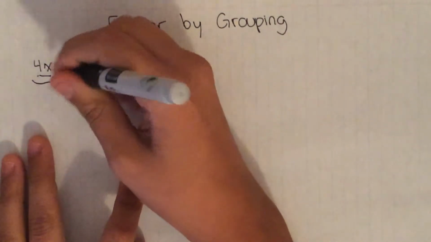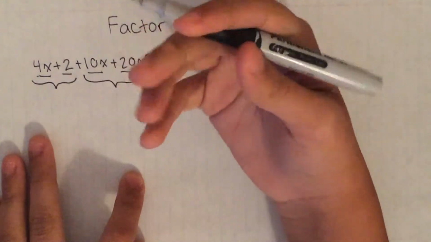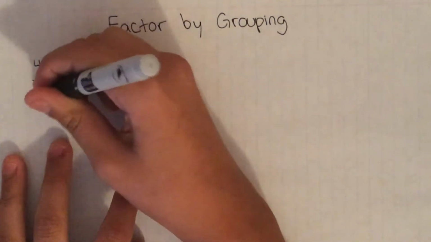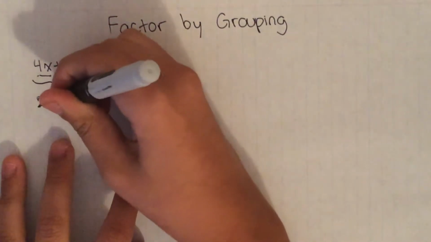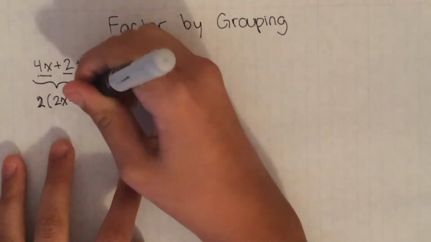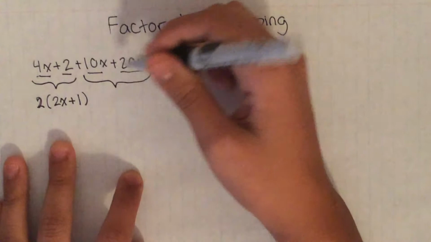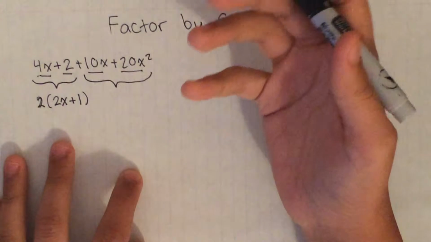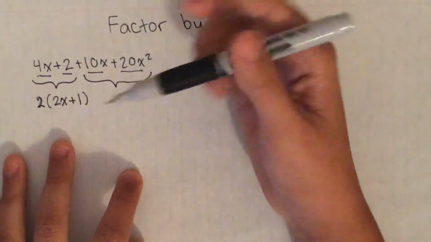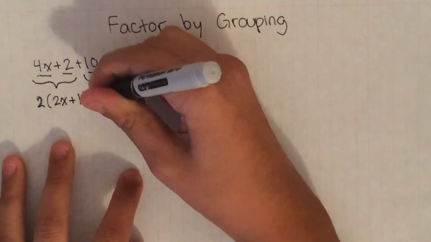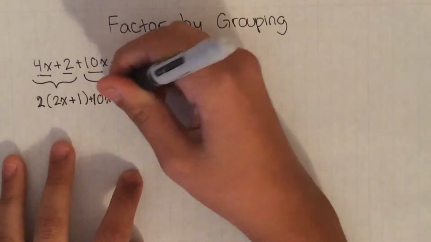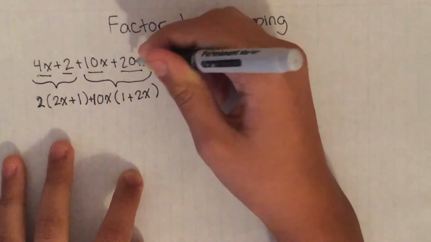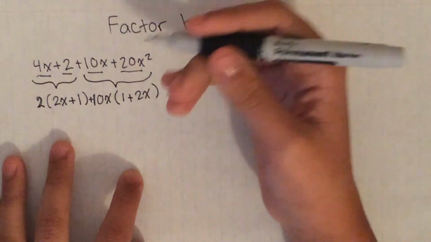I'm going to see what these two terms, 4x plus 2, have in common. It's going to be 2, so I'm going to bring out 2 here. 4x divided by 2 gives me 2x. 2 divided by 2 equals 1. So there's my 1. And now 10x plus 20x squared. We're going to see what they have in common, which is going to be 10x, because they both have x's, and 10 goes into 20. So it's going to be plus 10x, which is going to be 1, and then here it's going to be 2x. 20x squared divided by 10x gives you 2x.